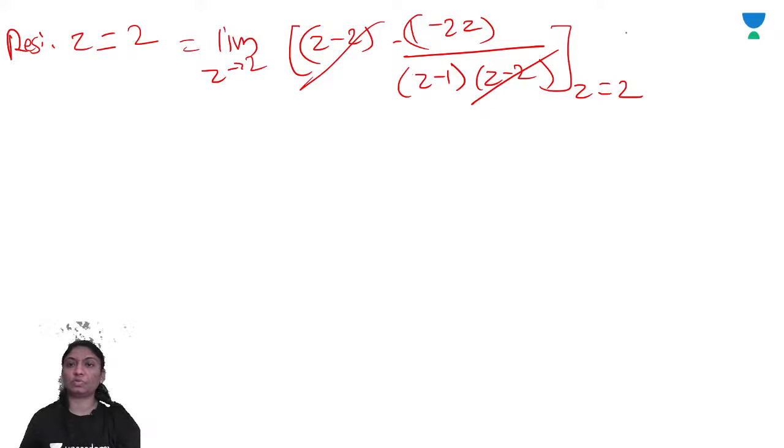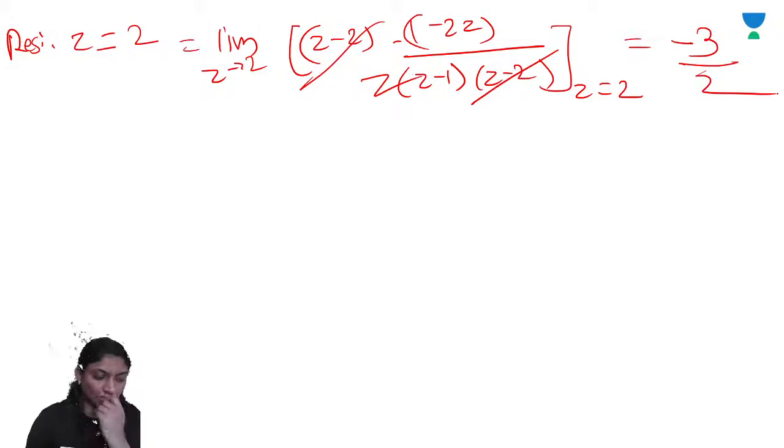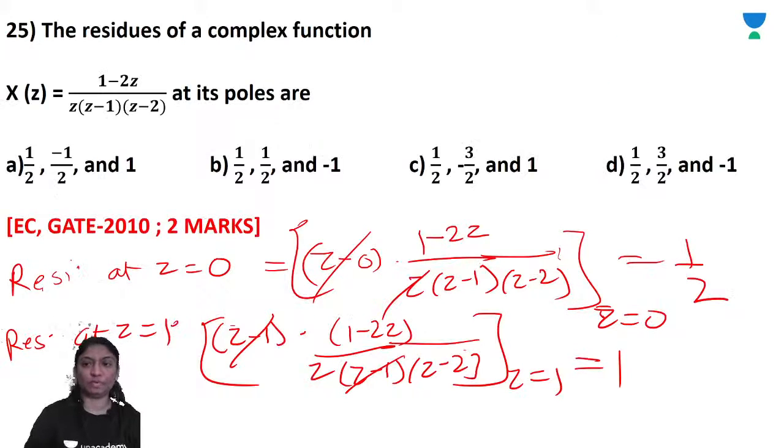1 minus 4 minus 3 upon 1 minus 3 upon z, z by 3 by 2. Right? So this is your residue at z is equal to, respectively, 1 by 2, 1 minus 3 by 2, 1 by 2, 1 minus 3 by 2. So option C. Okay. Now next.